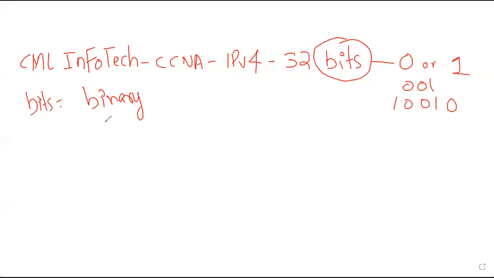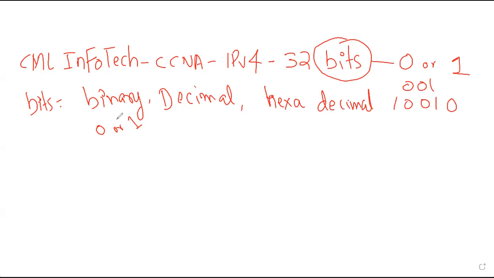Okay, so we have to learn binary, decimal, then hexadecimal. The binary is called 0 or 1, so 2 numbers. Therefore, we say the base of the binary is 2. And the decimal is from 0 to 9, which is equal to 10. So the base of decimal is called 10.